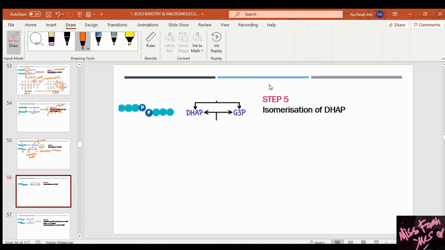Now that you have 2 three-carbon molecules, which are DHAP and G3P, let's move on to the 5th step. So the 5th step involves the isomerization of DHAP. So basically, DHAP undergoes isomerization, a rearrangement, where it rearranges itself and converts itself to become its isomer, which is glyceraldehyde 3-phosphate. Okay, the enzyme that catalyzes the isomerization is called triose phosphate isomerase, and the reason it's called triose phosphate is because both DHAP and G3P are trioses. They are 3 carbon sugar molecules.